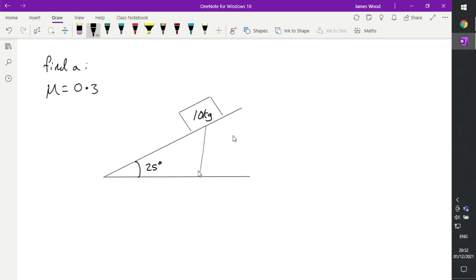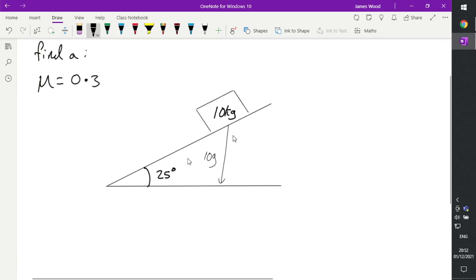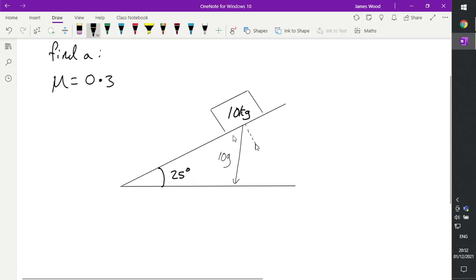So we need to just put our forces on as we did last time. So this is 10g. I can resolve that into perpendicular to the slope and parallel to the slope with this angle as 25. So this component here is going to be 10g cos 25. This one's going to be 10g sine 25. We've also got the reaction force here. And there's probably going to be some friction here. I'm just going to label it as Fr.